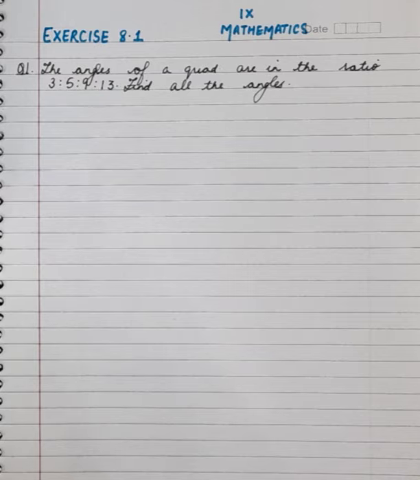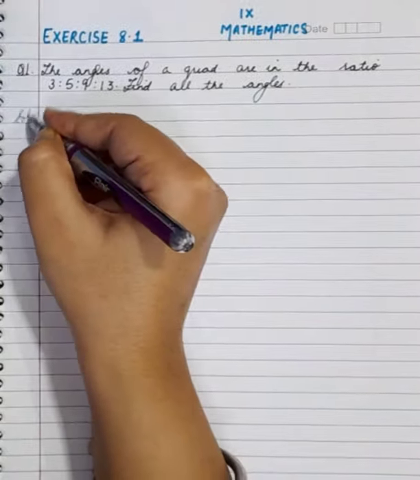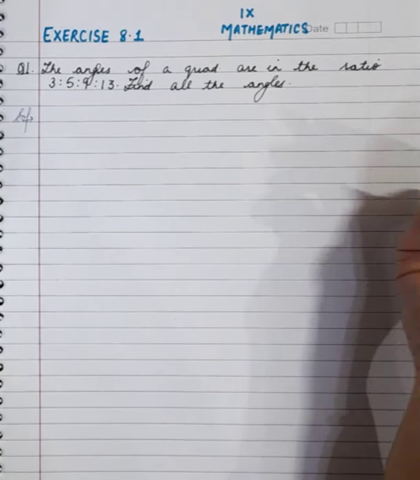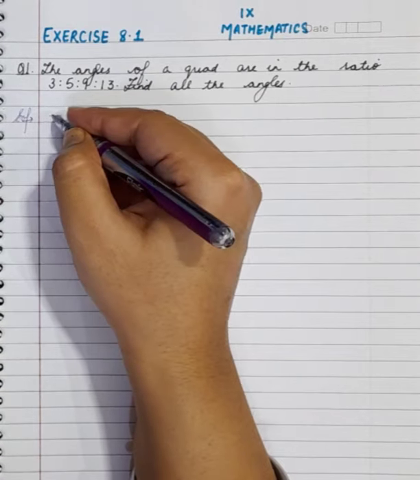Question number 1: the angles of a quadrilateral are in the ratio 3:5:9:13. Find all the angles. Now this is a very easy question. We know the sum of all the angles of a quadrilateral is 360 degrees. So the same concept we would be using here.